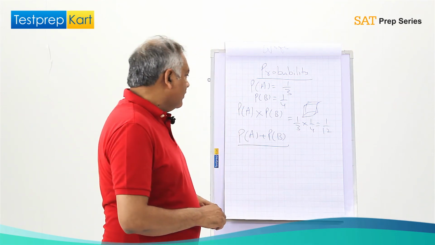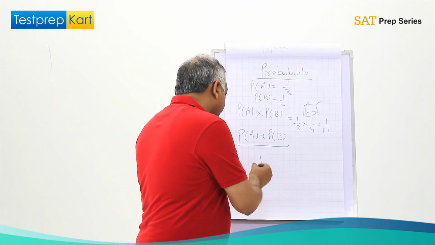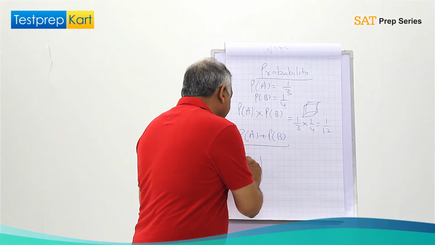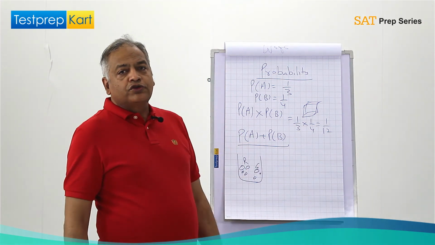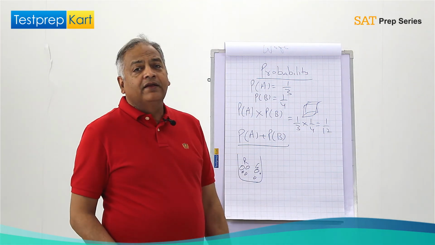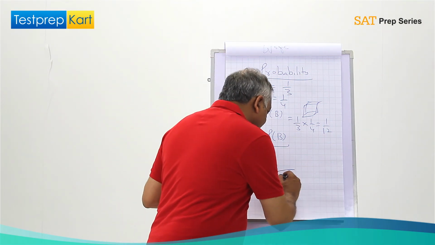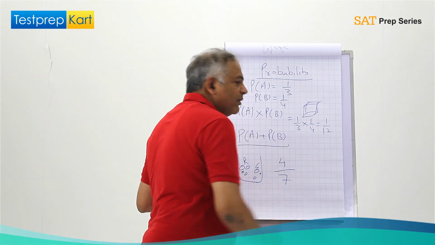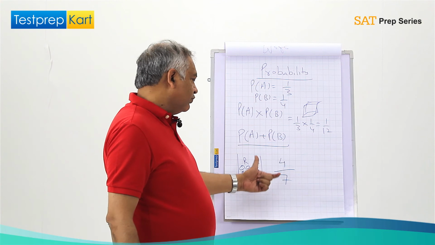Mainly, you get a question in the SAT Level 2, Maths 2, on probability like this: suppose there is a box with 7 balls, 4 balls are red and 3 balls are green. If you are picking one ball out of the box, what is the probability that it will be red? Total balls are 7 and 4 are red, so the answer will be 4 by 7. That's how you have to give the answer.